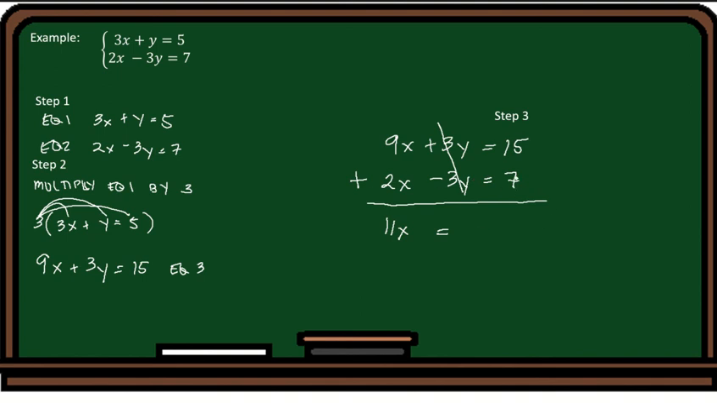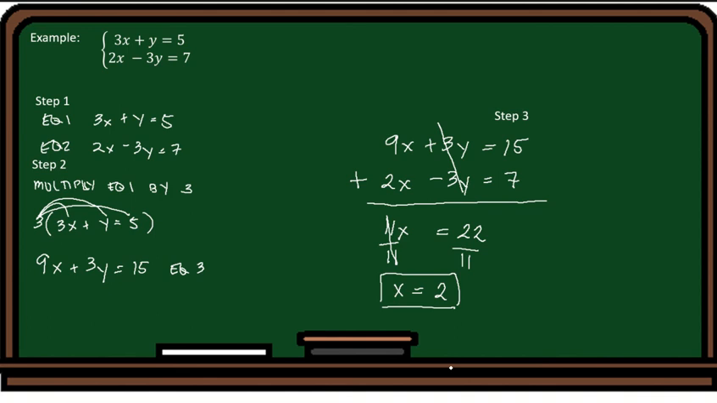15 plus 7, we have 22. So we will divide each term or each number or this part by 11. So divided by 11, so we have now x is equal to 2. So we have now the variable x, which is equal to 2.